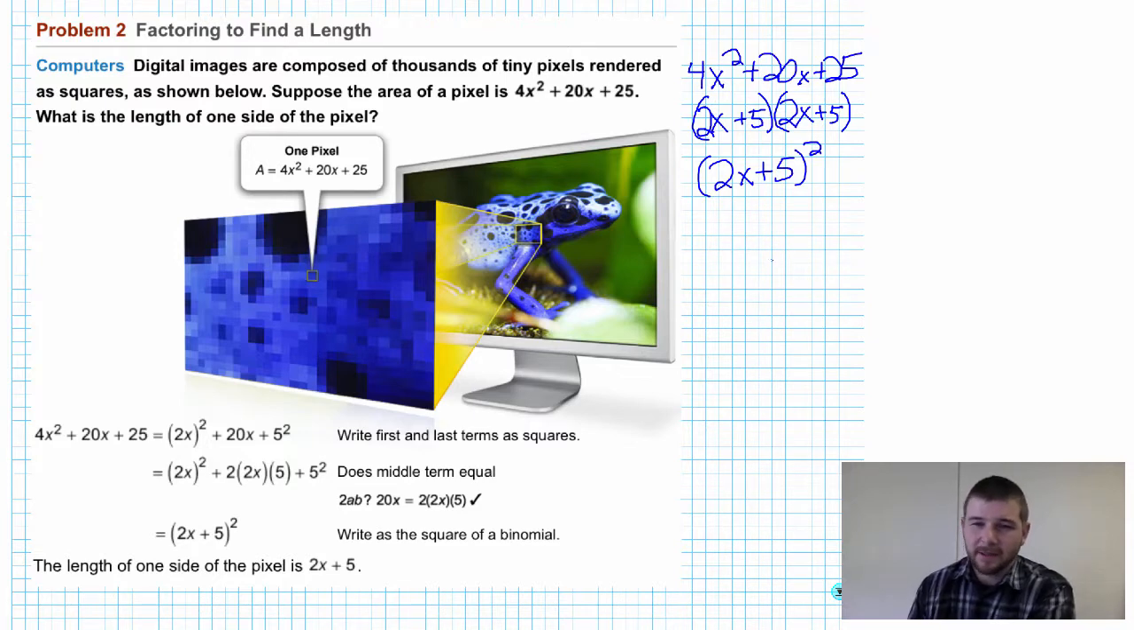What we were asked was for the side length of the pixel. So the side length of the pixel would be each one of these binomials, in this case 2x plus 5.